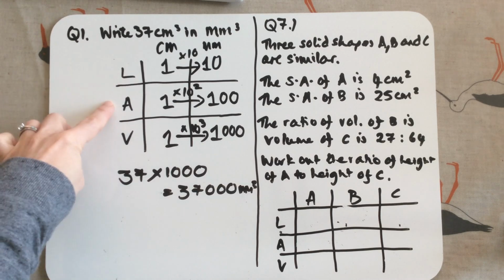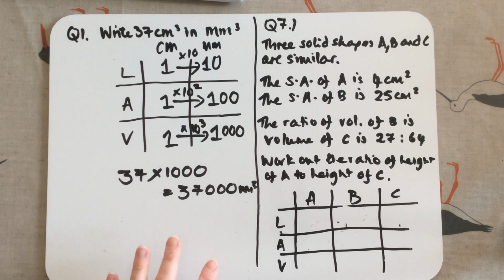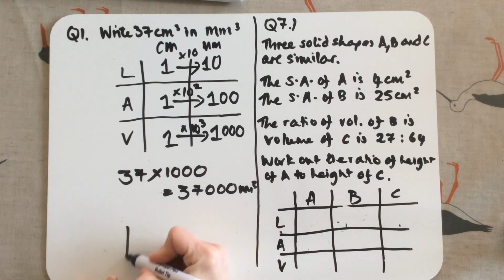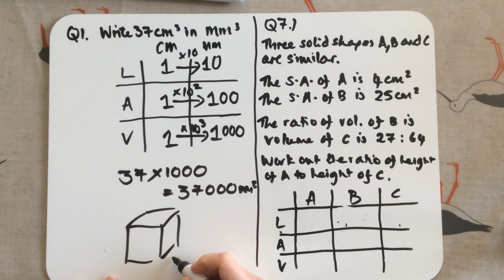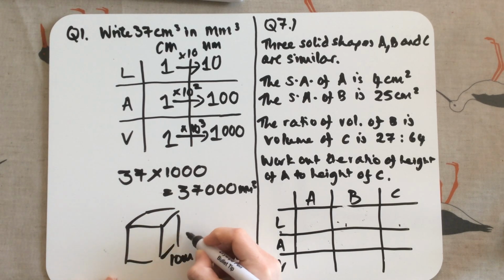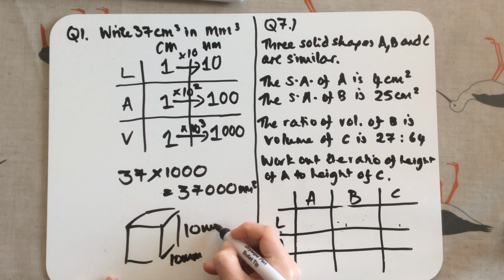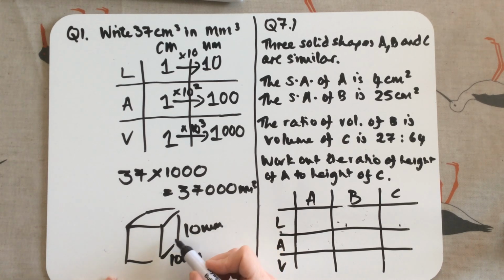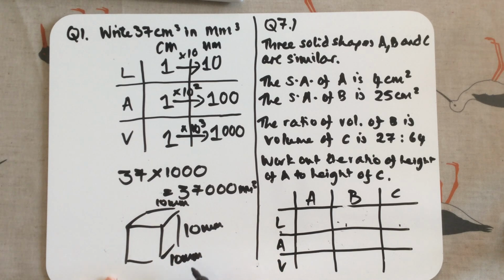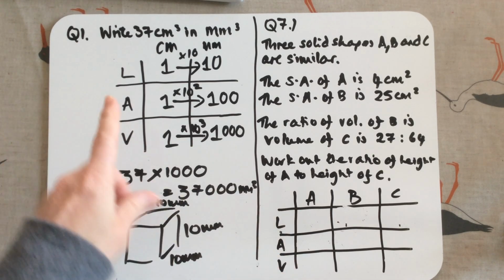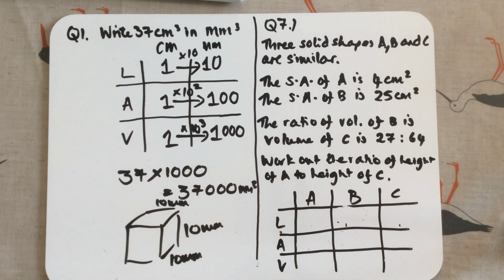So this LAV structure helps you to do all of these conversions. In the past, I'd been telling you to sketch out a cube like this, and you know that there are 10 millimetres on every dimension of a centimetre cubed. So you'd be doing 10 times 10 times 10, which gives you your conversion of 1,000. But this is quite nice because we can use it on more complicated questions as well, involving similarity.